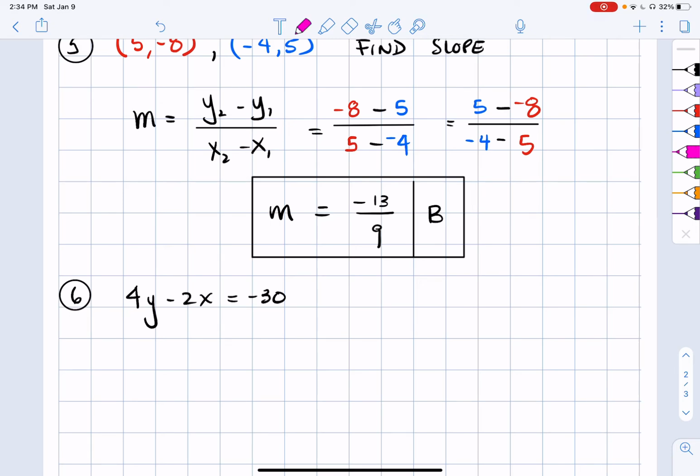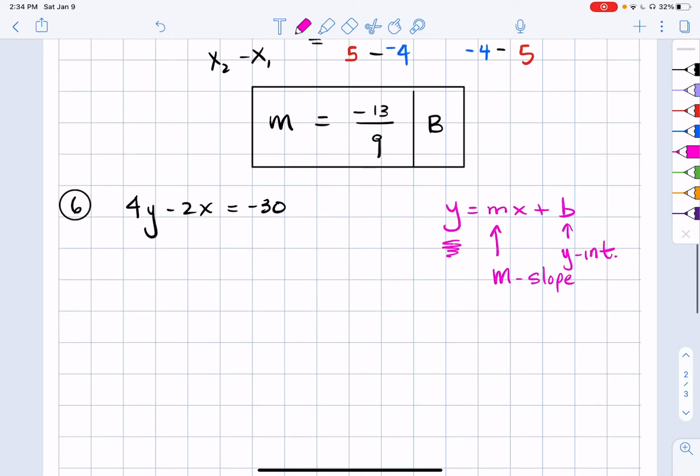Right? So sidebar here, I know that y is equal to mx plus b, right? So in other words, if I get y by itself, then I'm going to know the slope and the y-intercept. Okay, so if I get y by itself, the number that's in front of the x is the slope, and the number that stands alone is my y-intercept. Okay, great. So in other words, get y by itself. All right, so first I'm going to add 2x to both sides.